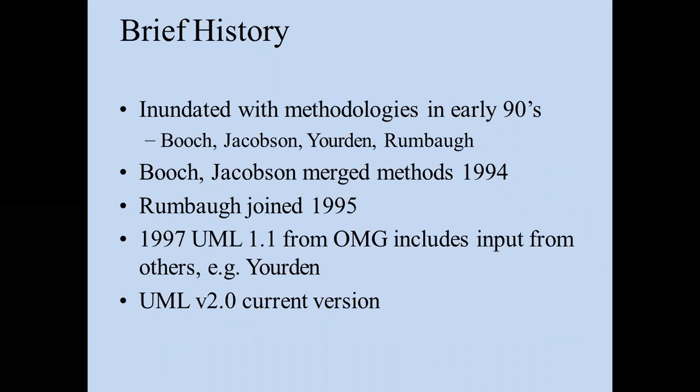Then the next topic is history of UML. This methodology started in the early 90s. There are some researchers who invented this system, researchers like Booch, Jacobson, Jardine, and Rumbaugh. In 1994, Booch and Jacobson merged some methods in that methodology. In 1995, Rumbaugh joined the Object Management Group. In 1997, UML 1.1 included input from some other researchers like Jardine. Currently we are using UML version 2.0.